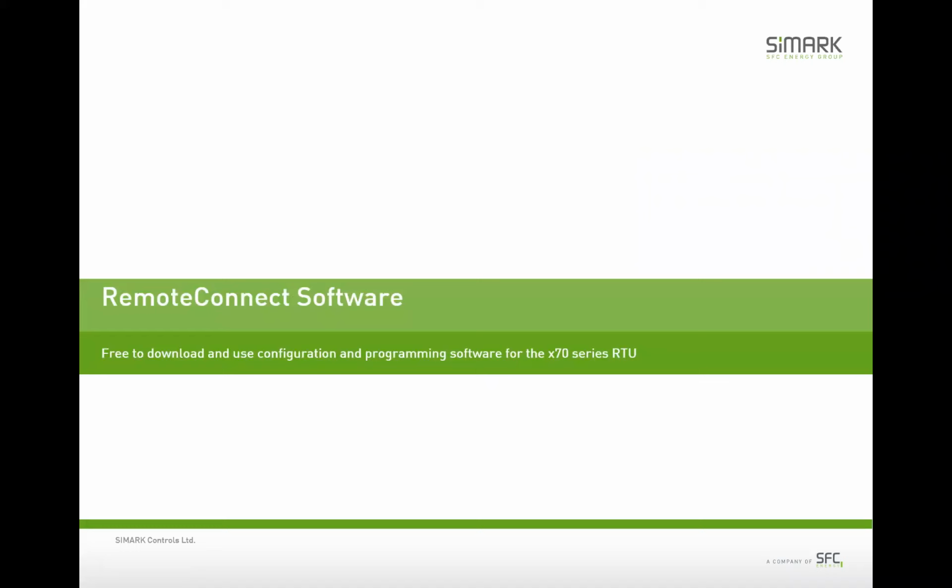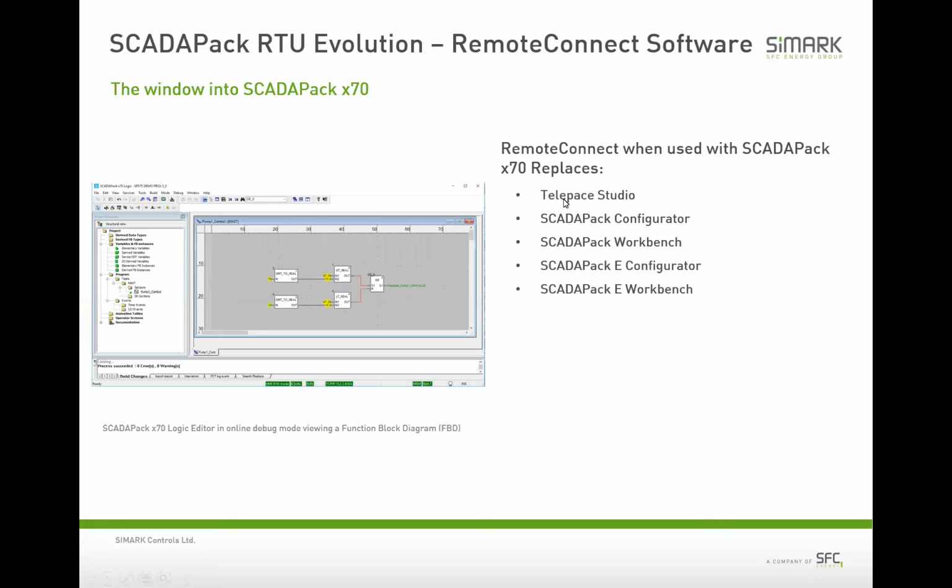Moving on to look at the configuration software, we call it Remote Connect. Remote Connect is the name of the software that's used to configure the new X70 series RTUs. So you would not use this to configure standard SCADAPacks or E-series SCADAPacks. Remote Connect is just focused on the X70 series. So the two different tools we have available are still current, still available for use with the older RTUs, but would not be used to configure this new generation.